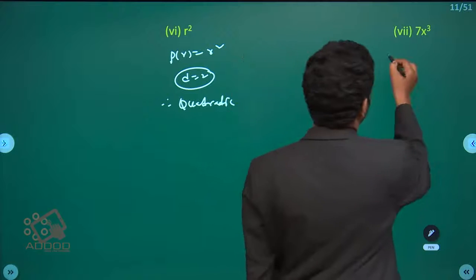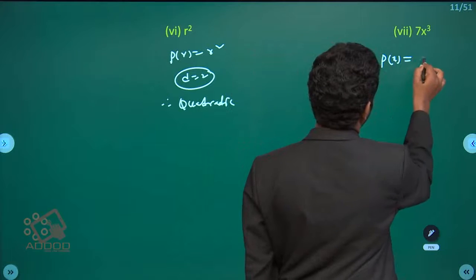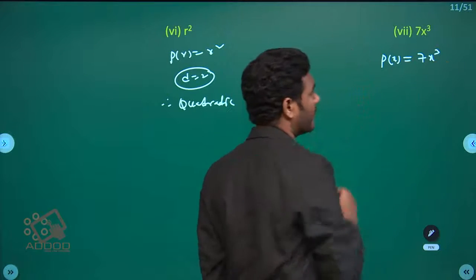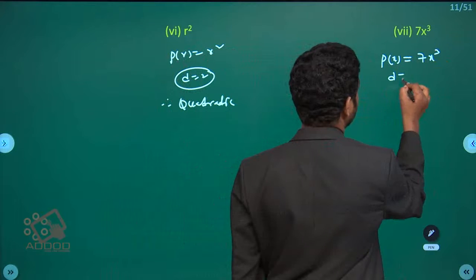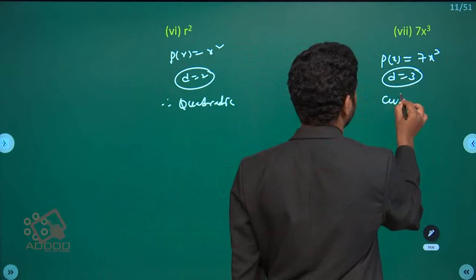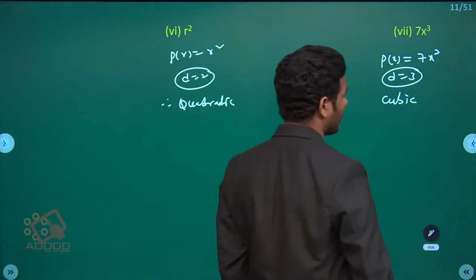Here 7x cube is there. p of x is equal to 7x cube. This is a monomial with power 3. The variable is x, so degree is equal to 3. If the degree is 3, then this polynomial is called a cubic polynomial.